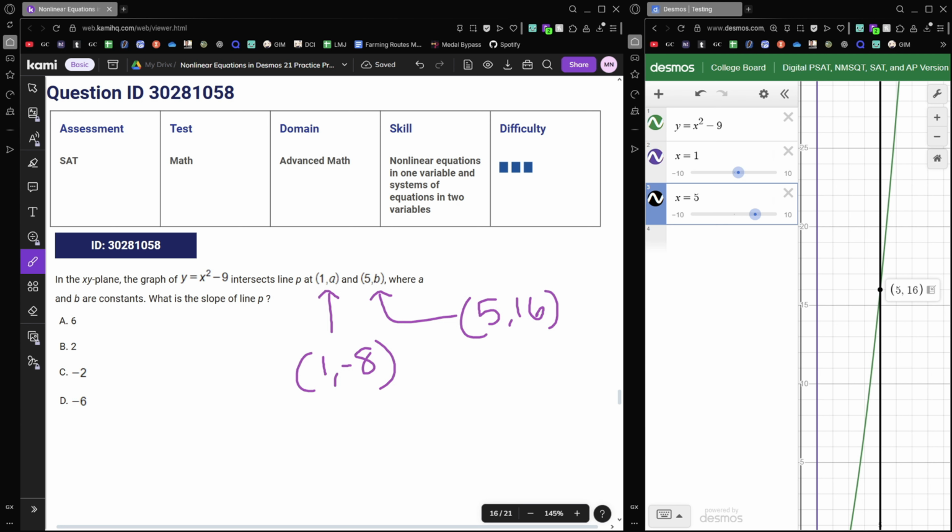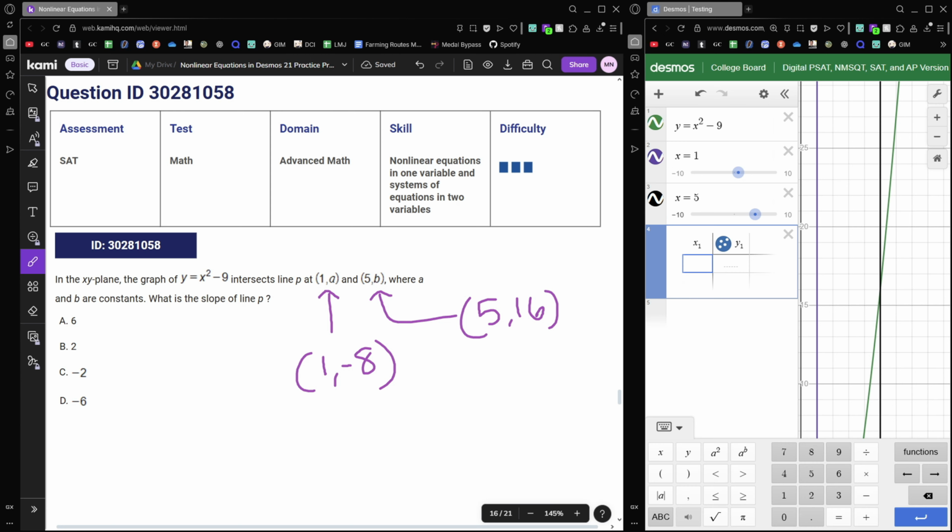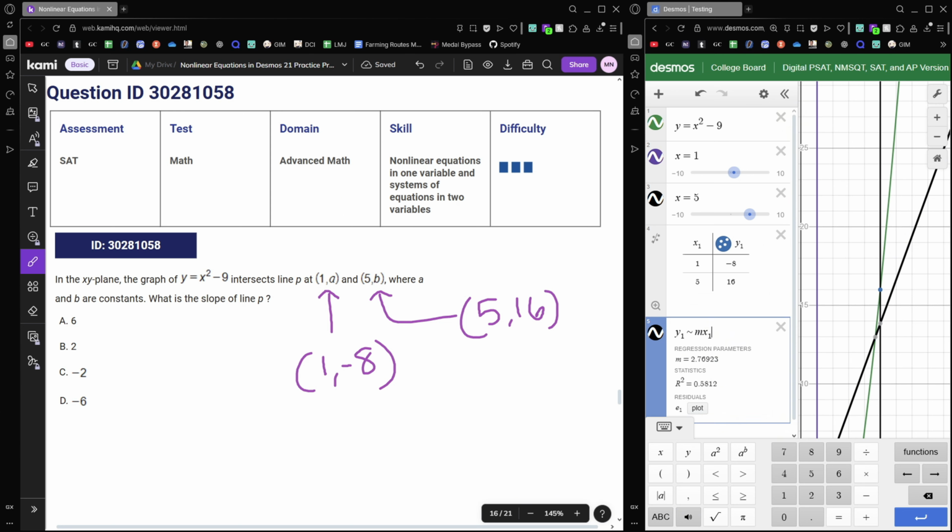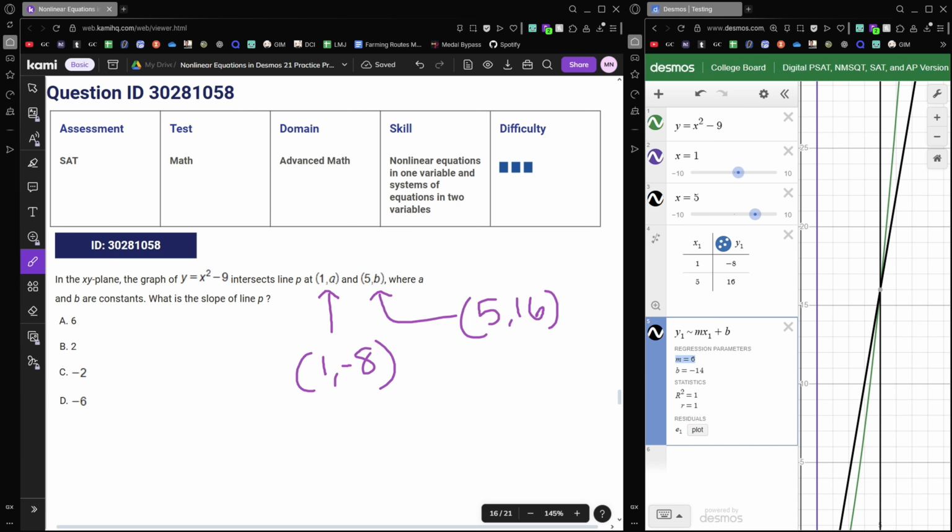Now you could do delta y over delta x or whatever, but we could also just use linear regression in Desmos. So you want to click this plus sign in the top left corner, insert a table, and type in the two points, (1, -8) and (5, 16). Now the equation for linear regression is y1 tilde mx1 plus b, and your slope of course would be m, which is 6, so our answer will be A.